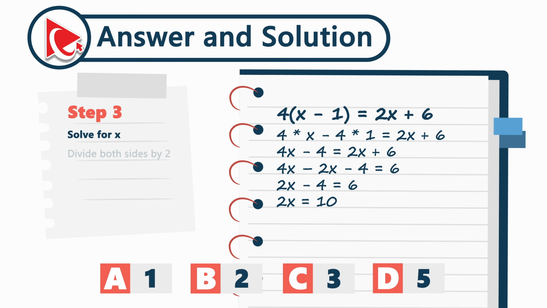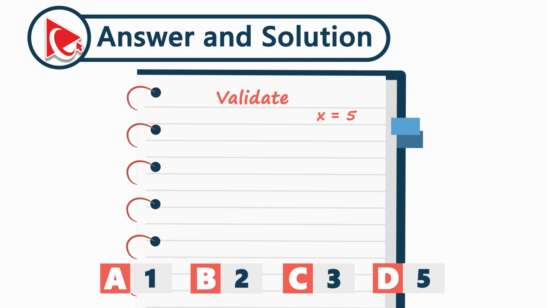And now let's go to step 3. We are ready to solve for x. X equals 10 divided by 2, which means that x equals 5. And now let's validate our solution. Let's use the value x equals 5 and put it into the original expression.